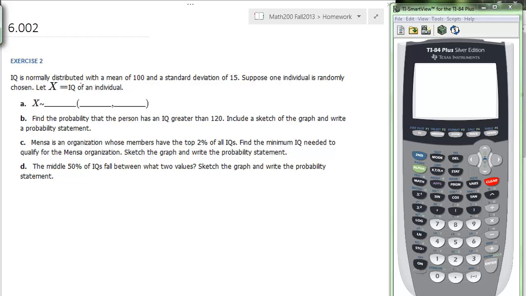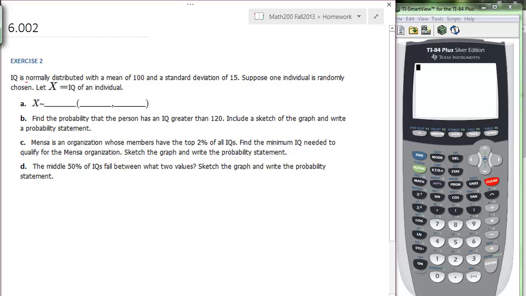And here we have a normally distributed probability distribution. So the notation that we'll use is N, and then they usually look for the mean and the standard deviation in the parentheses. So the mean is 100, the standard deviation is 15.